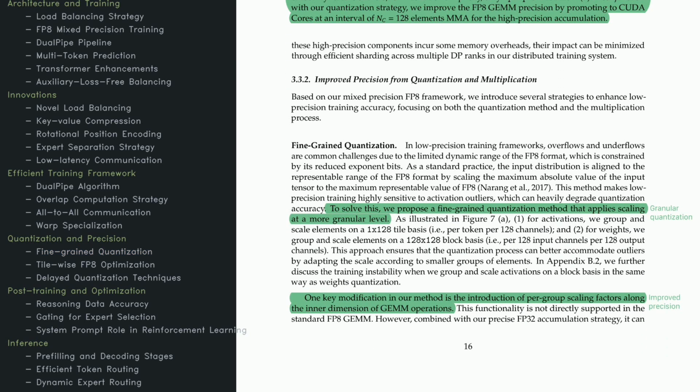Outliers in FP8 training can cause big precision problems. By grouping and scaling data at small levels, we avoid serious errors. Adding scaling factors in specific steps further refines accuracy. Higher precision accumulation also helps stability. Together, these techniques manage large computations without losing precision in low precision environments.